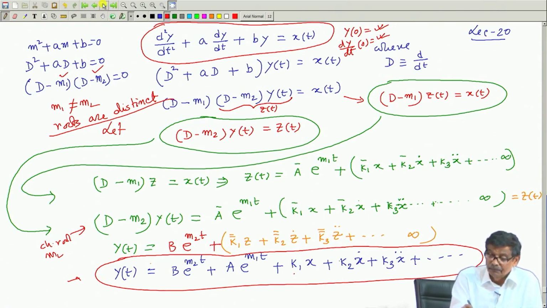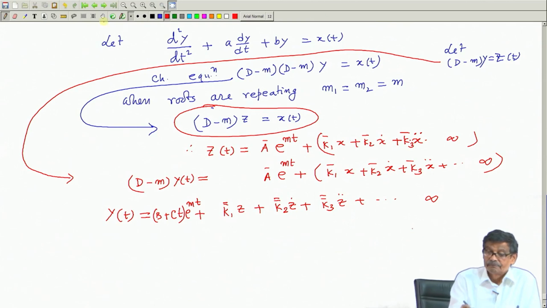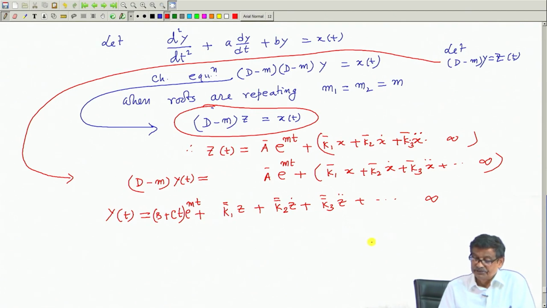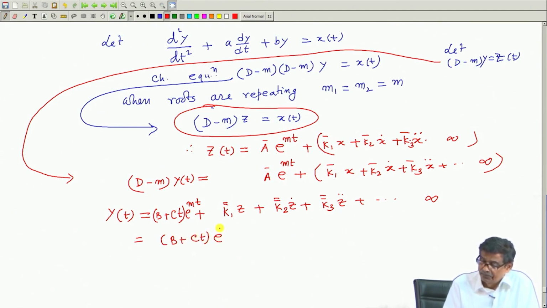So, I will say the solution of this differential equation, if the roots are repeating, will be b plus c t into e to the power m t plus this one, but you know this e to the power m t can be clubbed with this e to the power m t and so on. So, it will finally be some b plus c t into e to the power m t plus, ultimately, it will be like this.